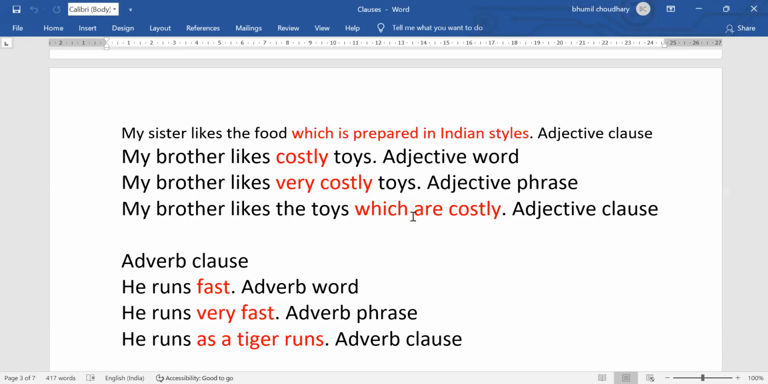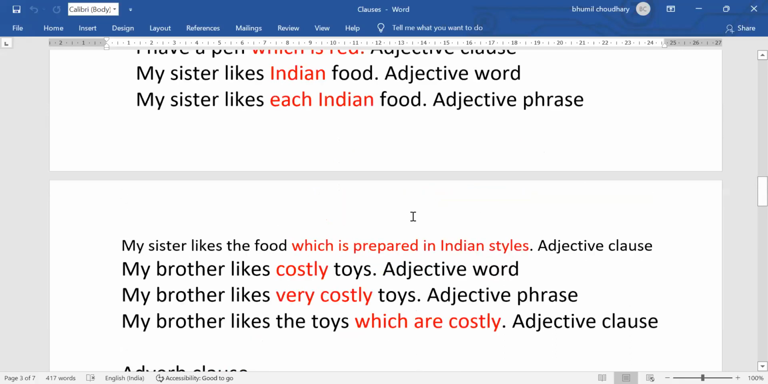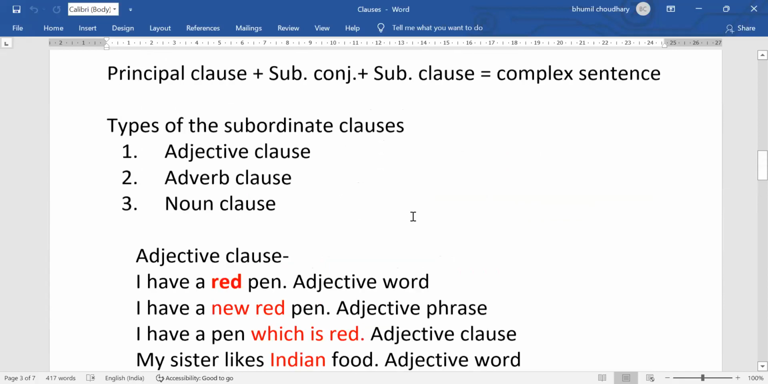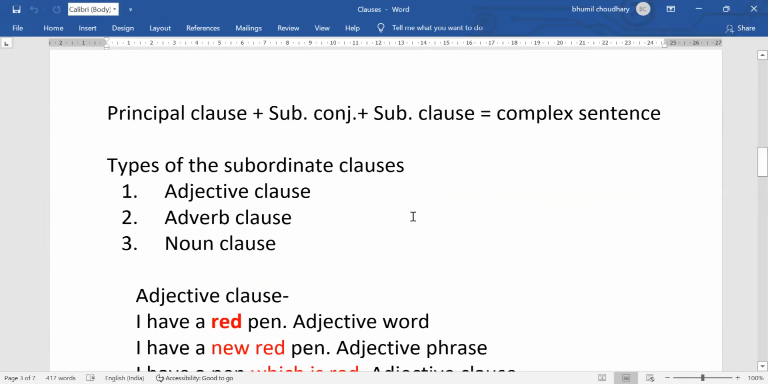Now I hope you must have understood. Let's take the revision once again, then we will go through the chapter page. So dear students, in this we have studied the types of subordinate clauses. There are three types: adjective clause, adverb clause, and noun clause. First of all, we are going to study the adjective clause.